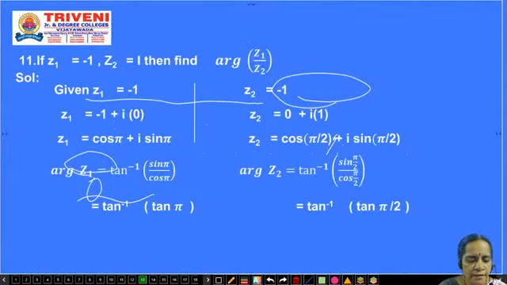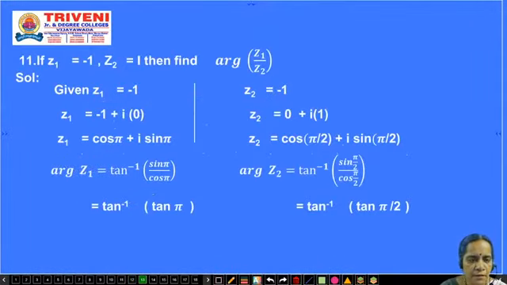Okay, and then next one is: given z1 is equal to minus 1, z2 is equal to i, then find arg of z1 by z2. z1 is equal to minus 1 means z1 can be written as minus 1 plus i into 0. Here minus 1 is the real part, i into 0 is the imaginary part.